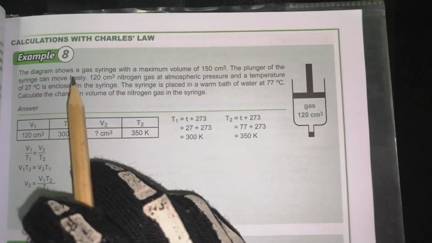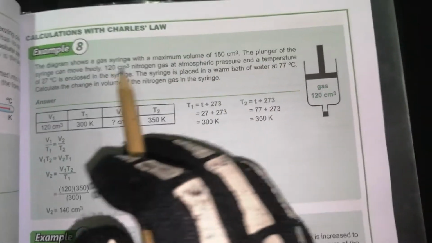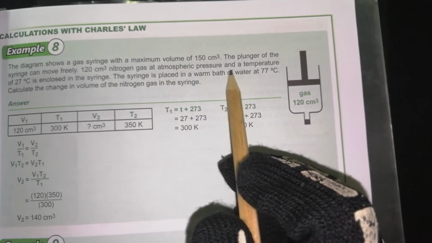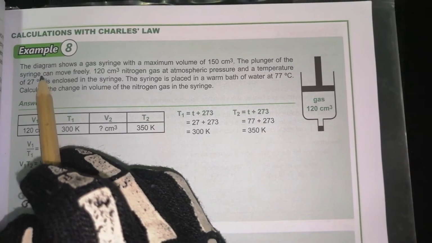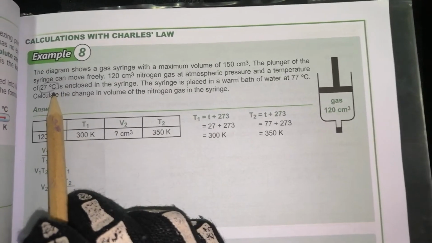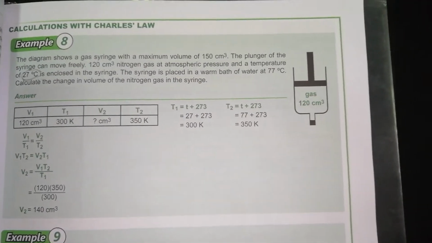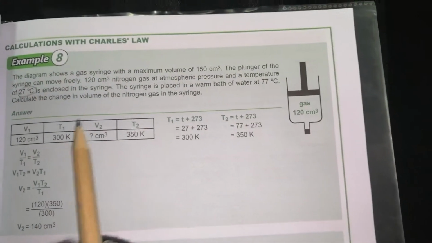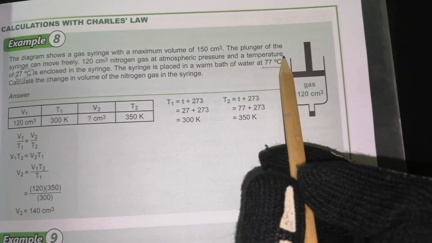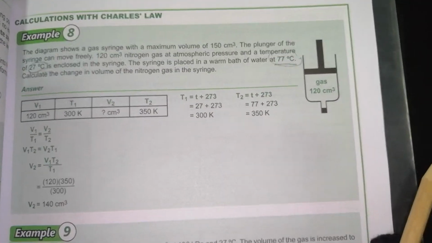Okay, example 8. The diagram shows a gas syringe with a maximum volume of 150 centimeter cubed. The plunger of the syringe can move freely. It contains 120 centimeter cubed nitrogen gas at atmospheric pressure and a temperature of 27 degrees Celsius. Now already when you're reading the question, you should keep in mind that we always want Kelvin temperature. So if you see degrees Celsius, make a note that you need to convert that as soon as possible. Okay, the syringe is placed in a warm bath of 77 degrees Celsius. So again, we need to change this. Calculate the change in volume of the nitrogen gas in the syringe.